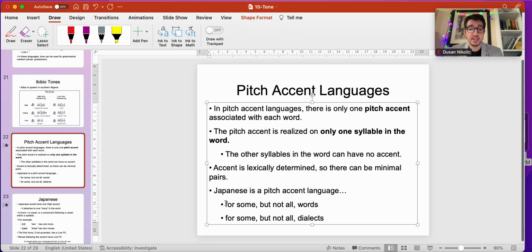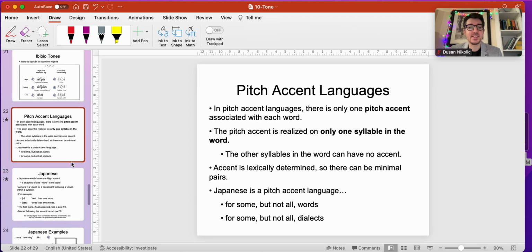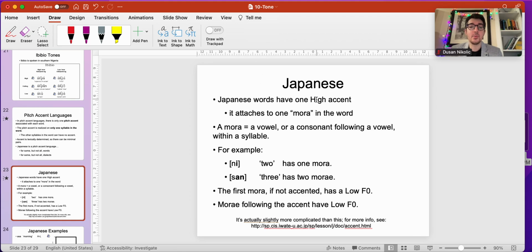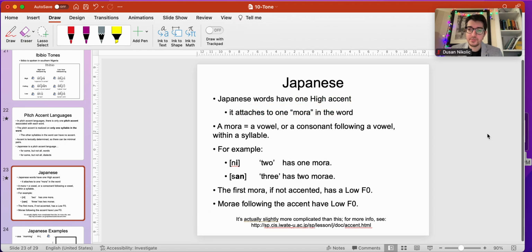Japanese is a pitch accent language for some, but not all words, for some, but not all dialects. So, which you cannot basically find in Mandarin or Cantonese. There are tones all over the place, and in Japanese, there are words that have one high accent, and it attaches to one mora in the word. I'll explain what mora is, but basically there are accented dialects and unaccented dialects in Japanese.